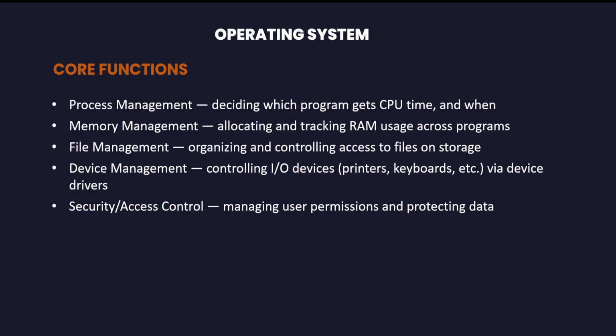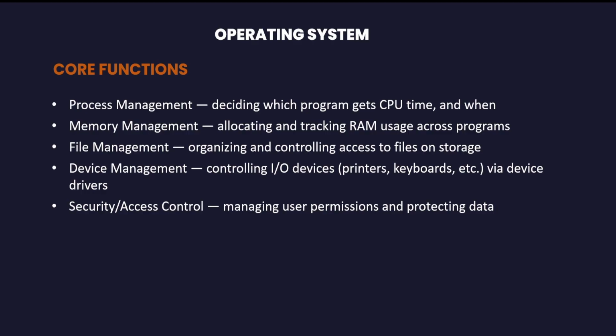RAM is a short term high speed working memory. The OS hands out RAM to programs when they open, keeps them from stepping on each other's toes, and reclaims that memory when they close. Third is file management, organizing and controlling access to files on storage. Your hard drive or SSD is a massive vault. The operating system creates structured systems like folders and directories, so you can save, find, edit, and delete files easily without losing track of where data actually lives physically.